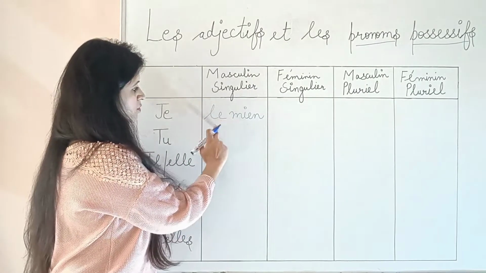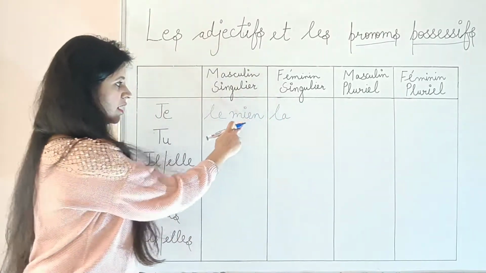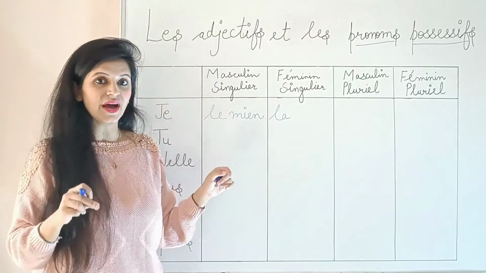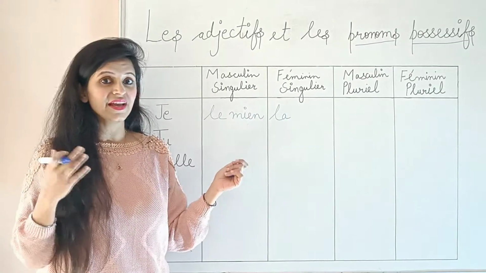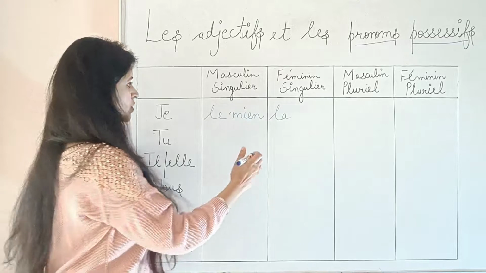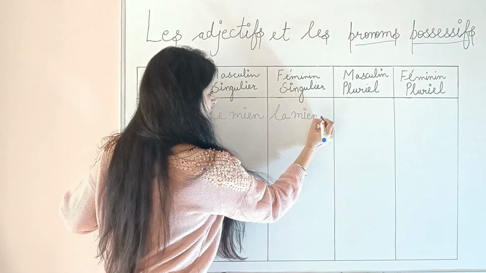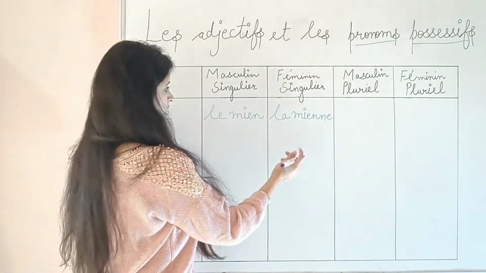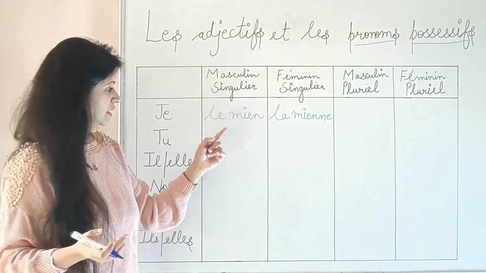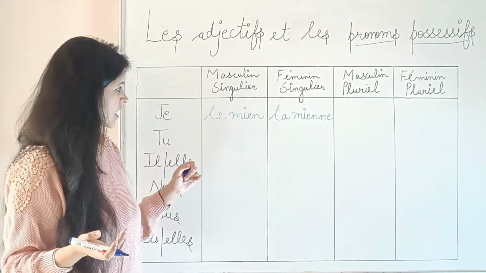Feminine, how are we going to make the feminine of this? Le will become la, and mien, the word that is ending with ien. Do you remember the nationalities also? Tien and tienne. So what are we going to do? Just double the last consonant and add an e. Okay, so it becomes mienne. Le mien, la mienne. Okay, so let's continue.